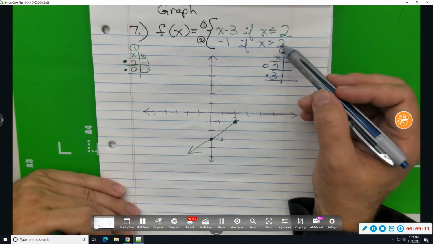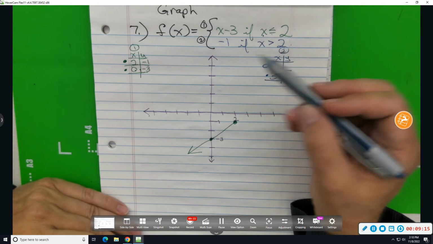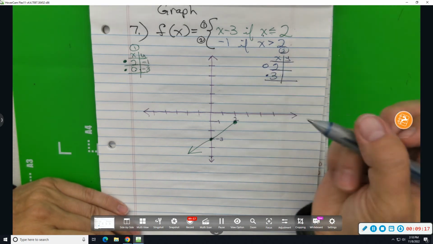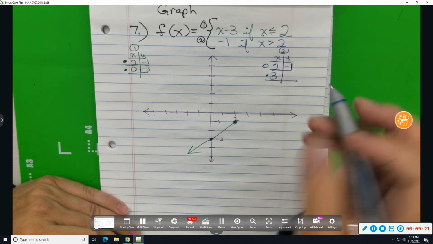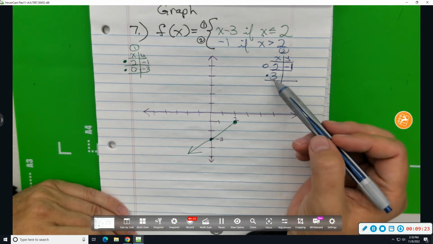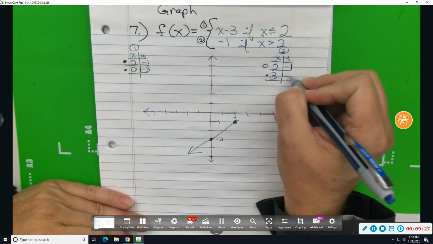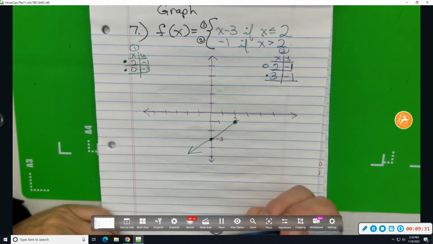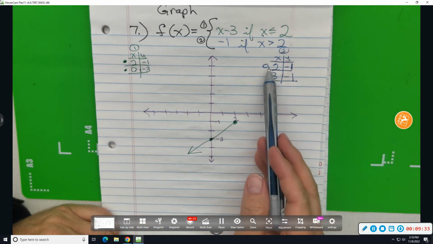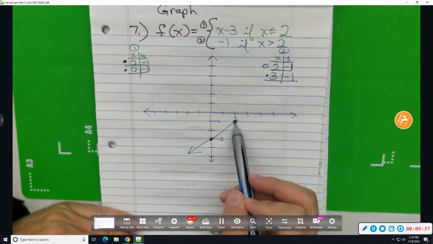So when x is 2, looking at the blue piece, the y value is negative 1. Notice there's no variable to plug in. When x is 3, the y value is also negative 1. We go to 2, negative 1, expecting to put an open circle there, but we already have a closed circle.